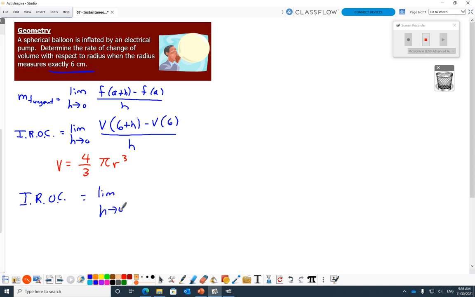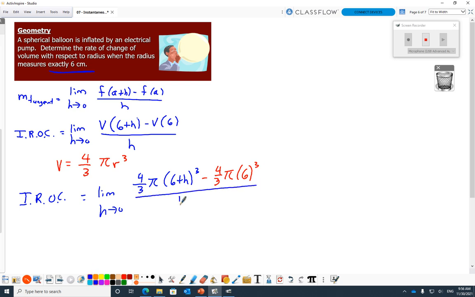So 6 plus h into the formula. 4/3 pi times 6 plus h cubed. And then I'm going to do the other one in the other color there. Minus 4/3 pi times 6 cubed.